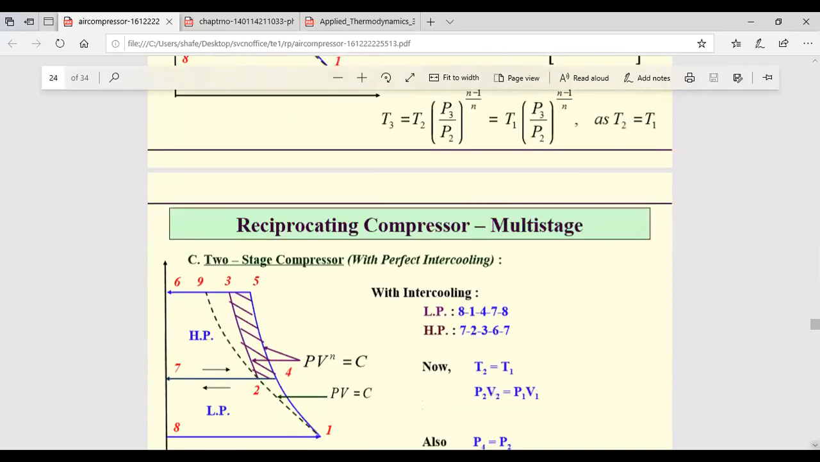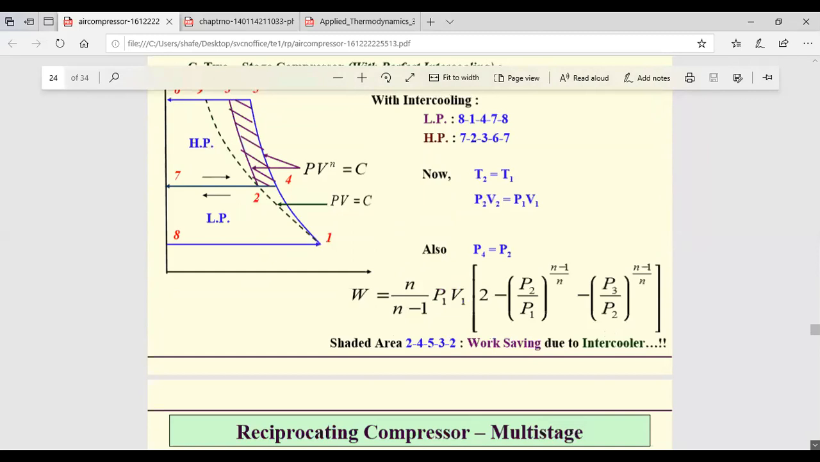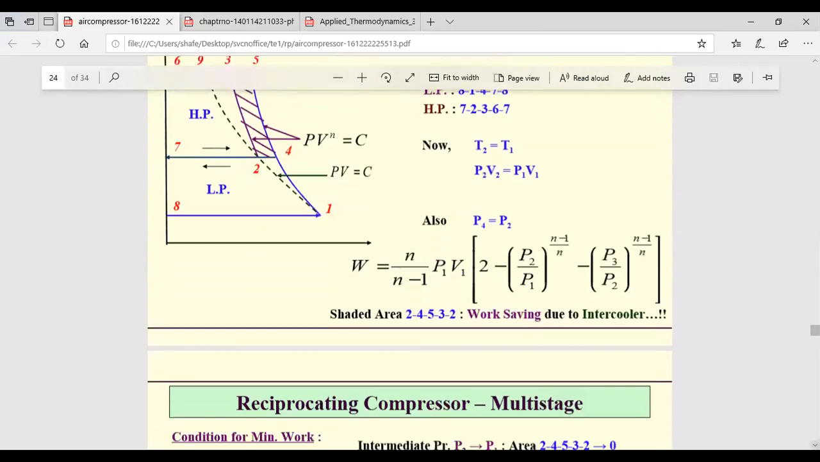Okay, right? The same thing I have mentioned. Now you just remember this particular thing. Finally, the work done whenever there is a multi-stage compression process with perfect intercooling is given by n by n minus 1, P1 V1 [(P2/P1)^((n-1)/n) - 1] + [(P3/P2)^((n-1)/n) - 1]. Just remember this one, and the hatched portion, as I already explained, is the work saving due to intercooling.